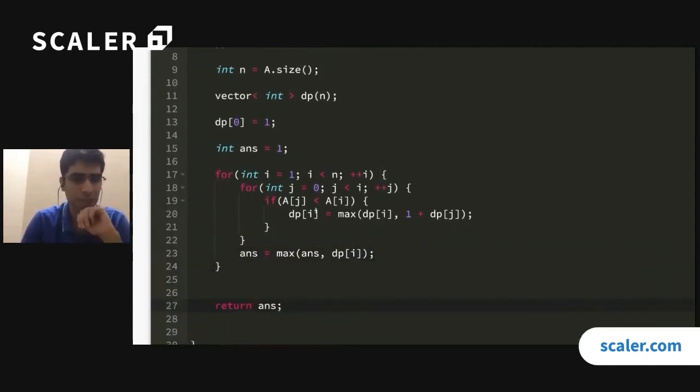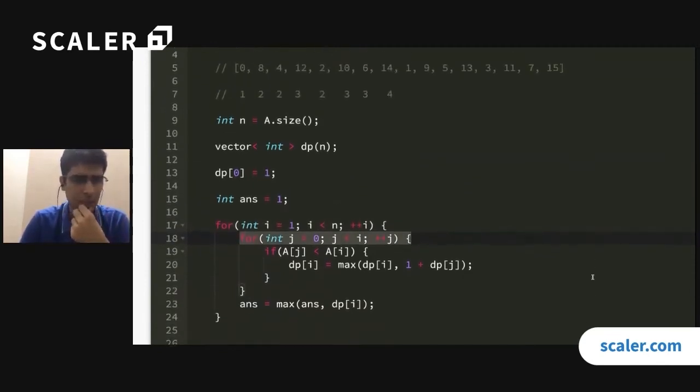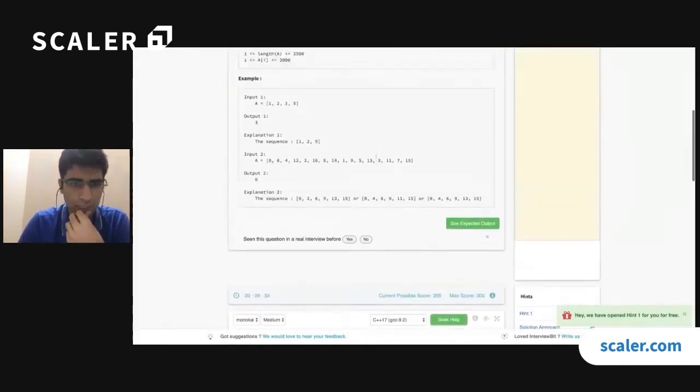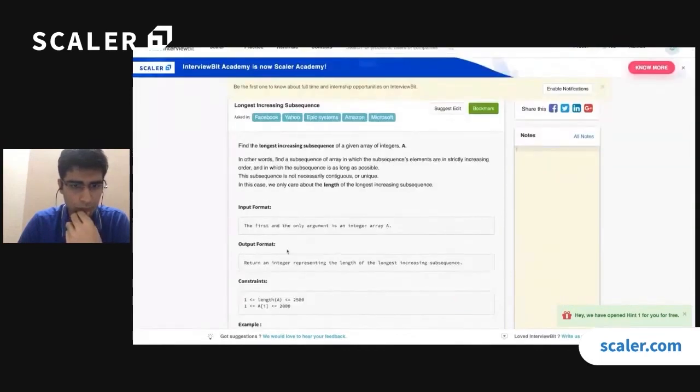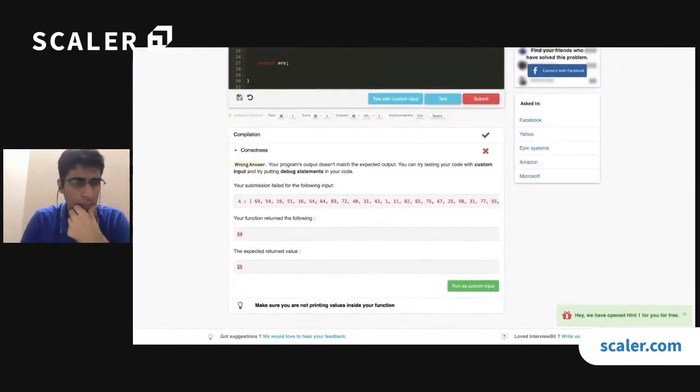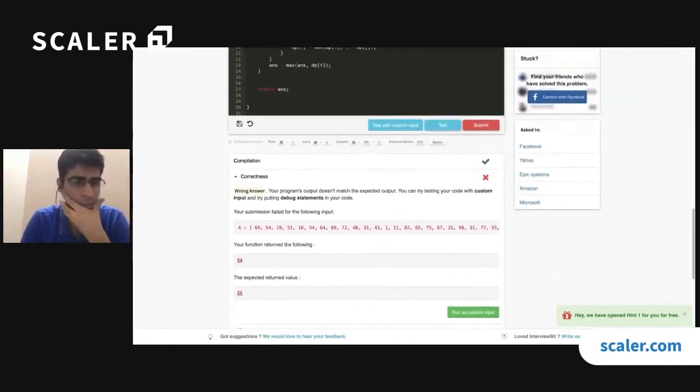What is the time complexity of this? This is order of n. This is also order of n. So the time complexity will become order of n square. I think the answer should be correct. Let us test it. What is the issue? The problem asks to return an integer, the longest increasing subsequence, in which the subsequence is as long as possible. Okay. Here I am returning 14, but the expected output is 15.